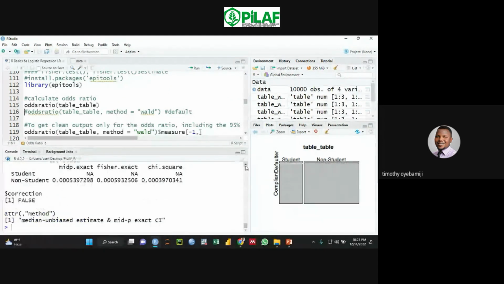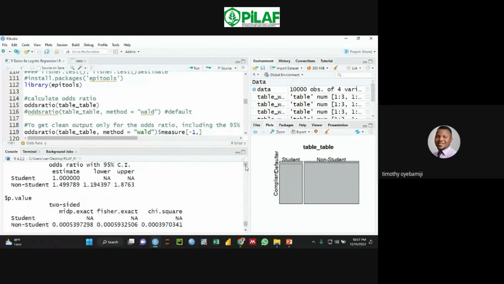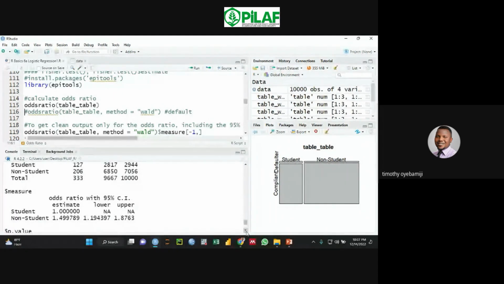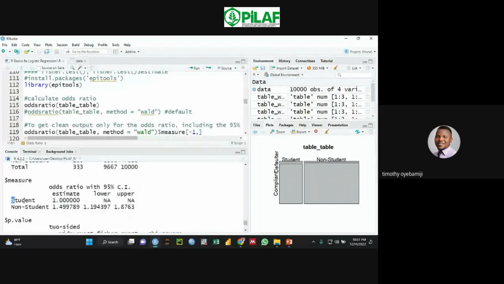Let's see what we have here. You can see we have the contingency table with both margins there. We have students defaulter, students compliant, non-students defaulter, non-students compliant customers. Now the odds ratio comes here. Because students is the reference point, the odds ratio is given relative to the non-students. Here the odds ratio is greater than 1, it is 1.44.